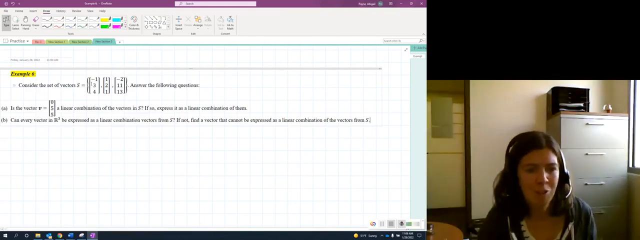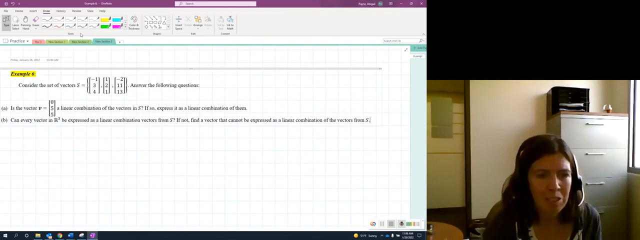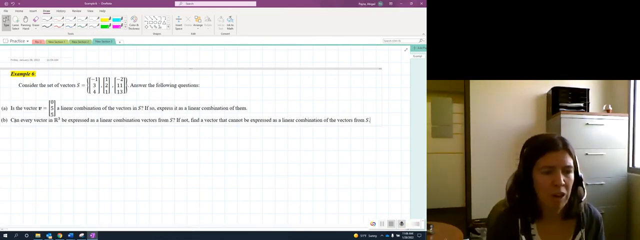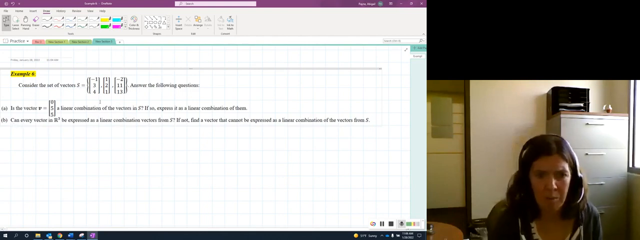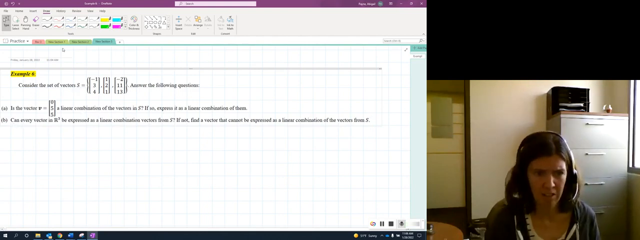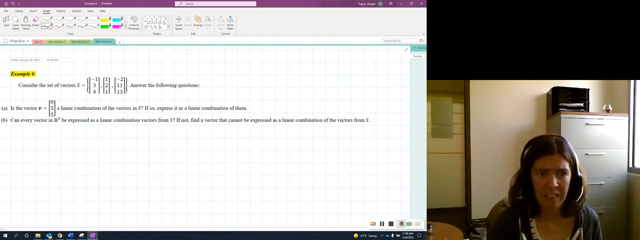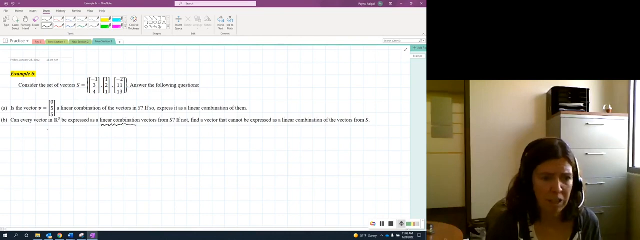So this is part 2 of this video for example 6. I'm going to move on to part B here. Can every vector in R3 be expressed as a linear combination of the vectors in S? So again, like I did in that last video, I want to base this on an understanding of the concept of linear combination.